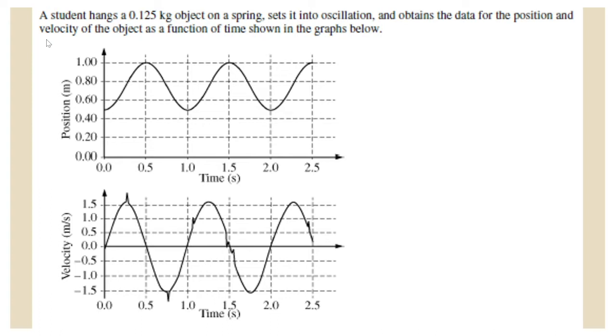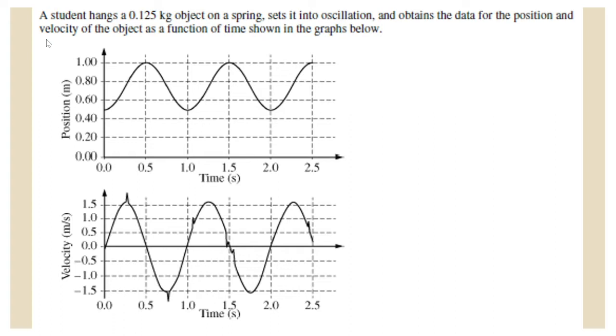Here, as I'm sure you remember, the problem says the student hangs a 0.125 kilogram object on a spring and sets it into oscillation and obtains the data for the position and velocity of the object as a function of time, as shown in the graphs below. And you can see there the position graph, measured in meters, of course, and then the velocity versus time graph, of course, measured in meters per second.